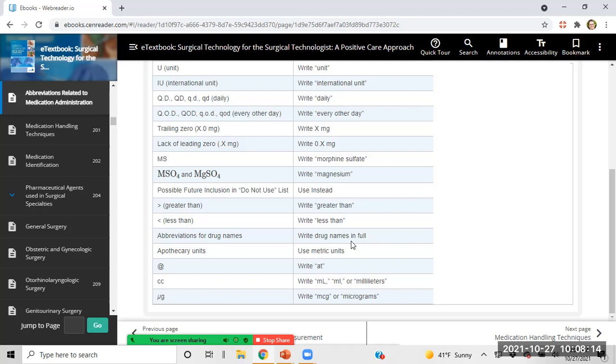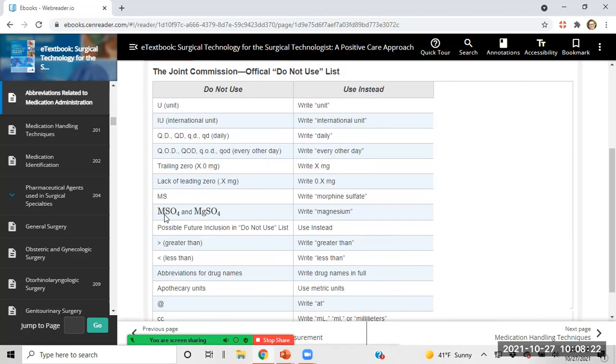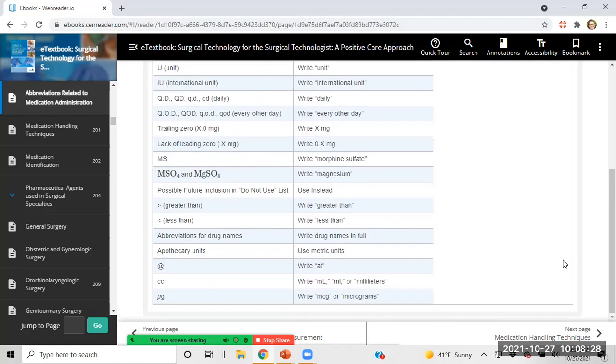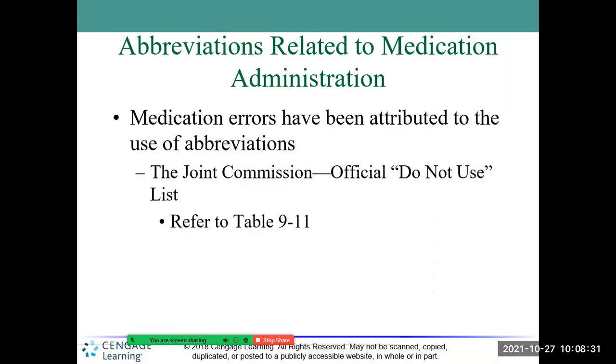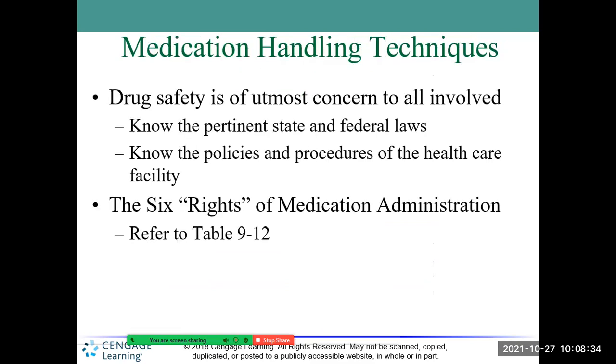So when you're labeling your syringe or you're labeling your cup, you're going to write it out completely. You're not going to abbreviate it MS or MSO4 or MGSO4. You're going to write things out so that there are no errors on your shift. Of course, drug safety is going to be one of the most important things that you're concerned about. You do want to be familiar with pertinent state and federal laws, and more than that, know the policy and procedure of your healthcare facility.